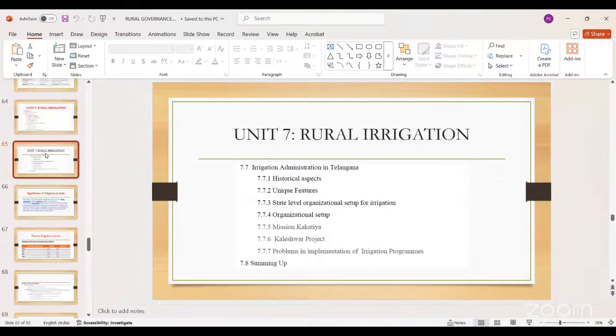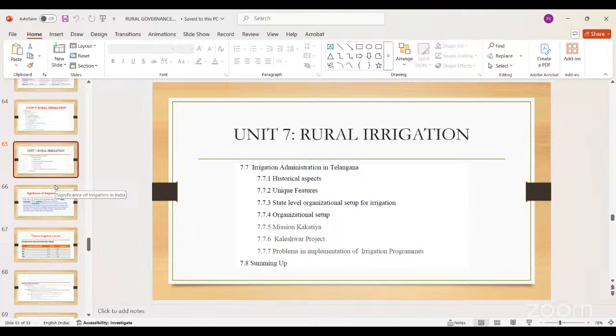Then the next important thing is the state level organizational setup for irrigation. Here the irrigation department is headed by an Engineer in Chief, who is in charge of the overall administration of the department. It is also headed by one more Engineer in Chief, Irrigation, who is in charge of the overall irrigation projects of the state. Both these Engineers in Chief are advisors to the government and are associated with the department activities.